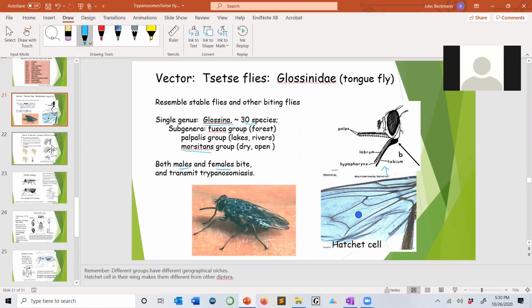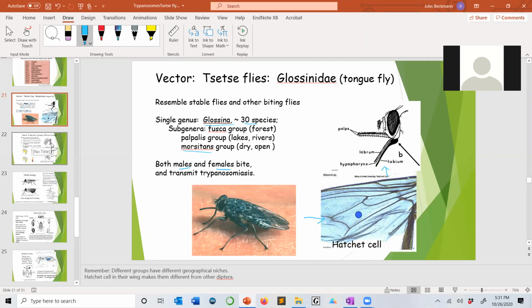And if you can't tell that this fly is a tsetse fly just by looking at it, they have a cell called the hatchet cell in their wing, which looks like a hatchet. So if you see this hatchet cell in a fly that comes from African jungles, then you've got a tsetse fly.